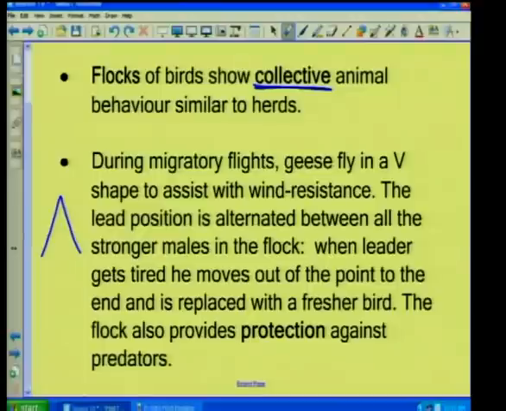So you've got your strongest goose who will start at the head, okay? And then as he gets tired, he goes to the back and they all sort of move up one, or they'll move up one from this side. So they all get a chance of being at the head and facing the most wind resistance, okay? But they also get a chance to rest, and the rest of the flock gives them that chance to do so.